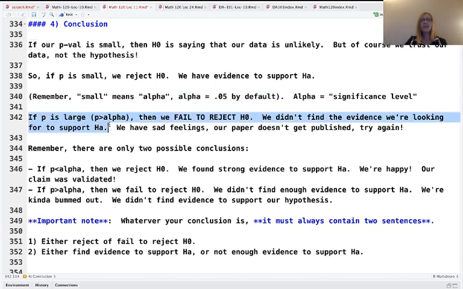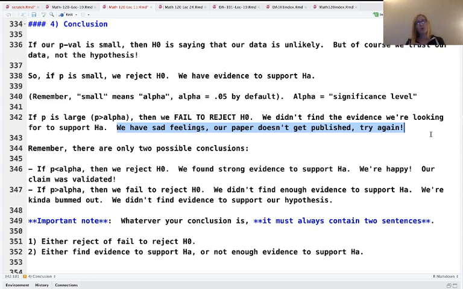Now, on the other hand, if we've got a large p-value, if our p-value is bigger than 0.05, then we're going to fail to reject the null hypothesis. In that scenario, we didn't find the evidence that we're looking for to support the alternate hypothesis. And that's kind of a bummer. We have sad feelings as investigators when that happens. Remember, the whole reason we're doing this thing is because we're hoping to support our claim. We're hoping to find evidence that the alternate hypothesis is correct.